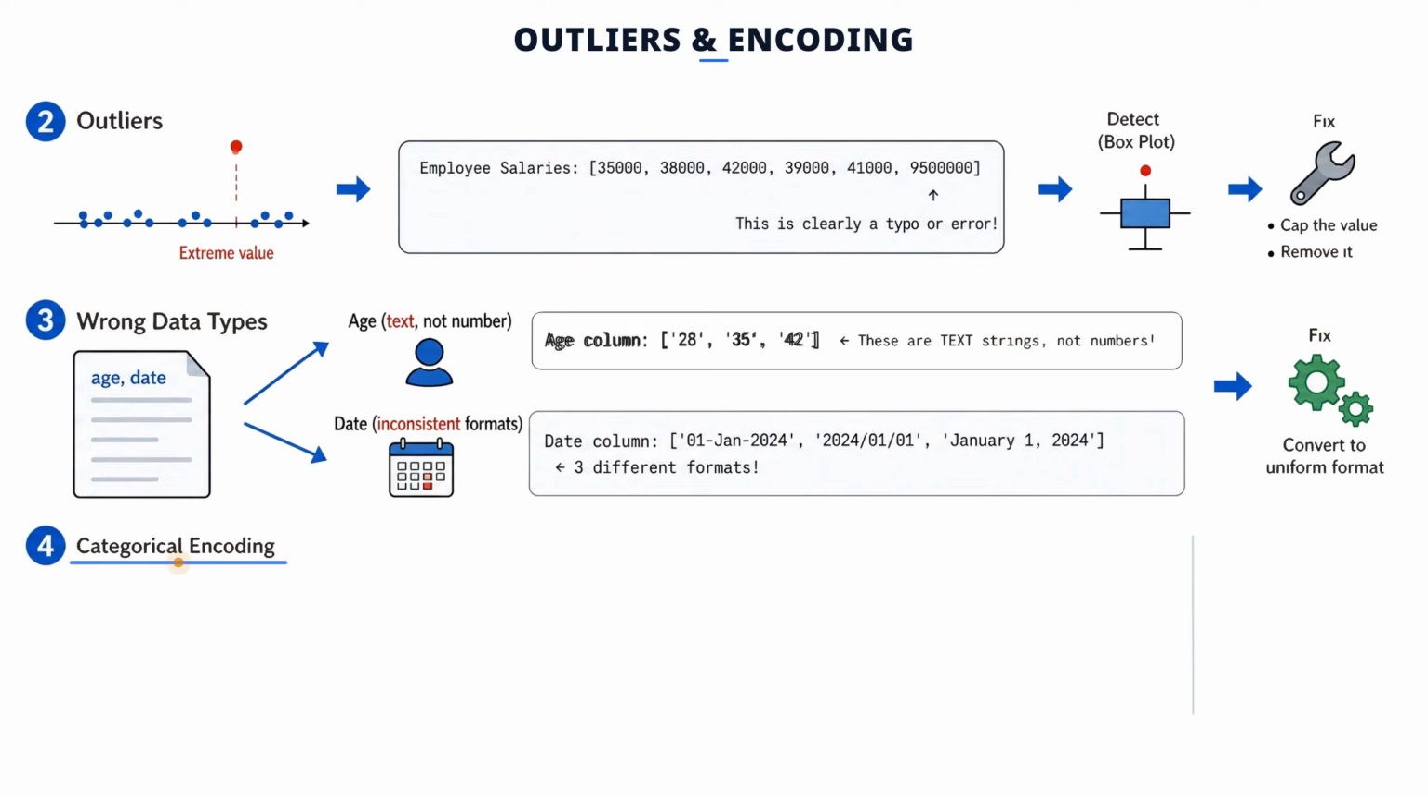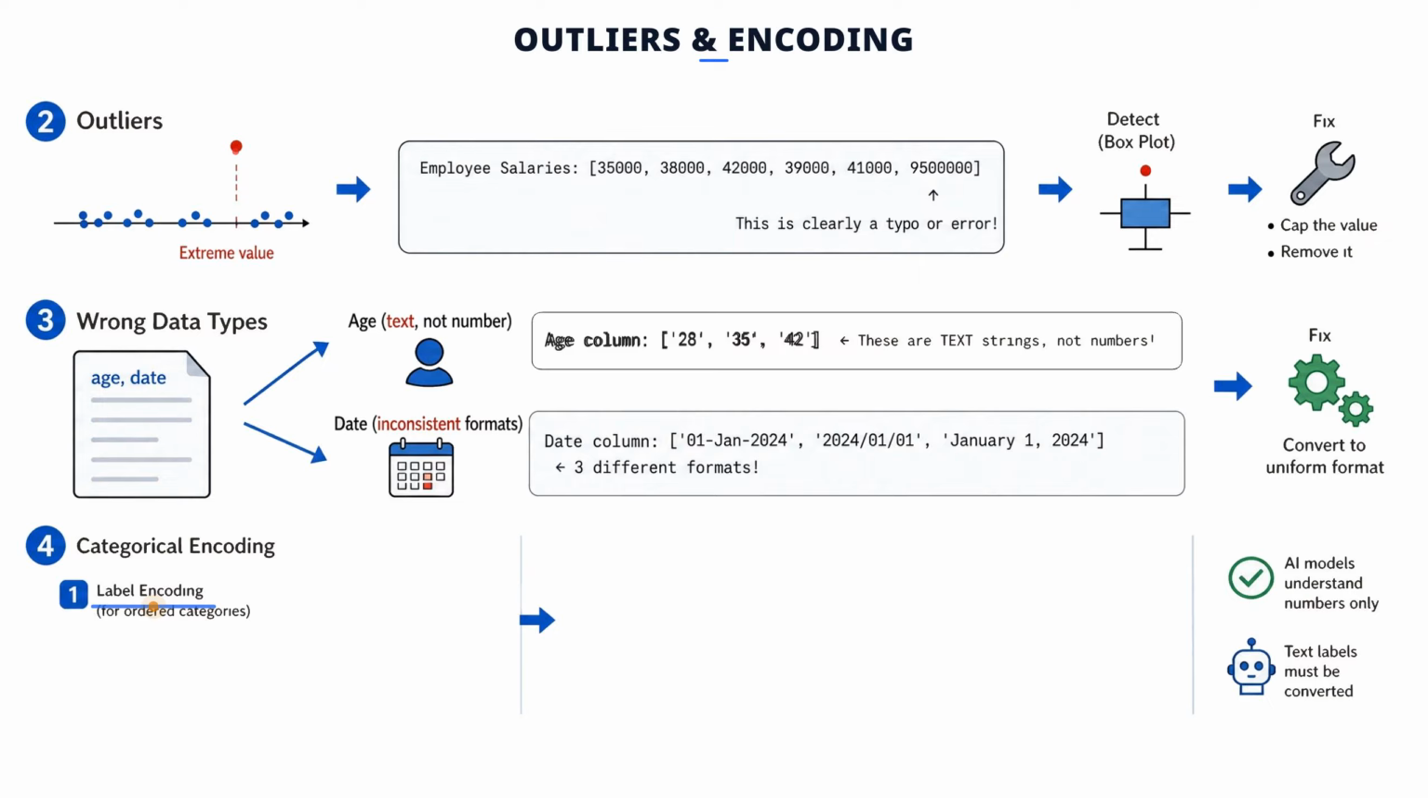Here is the core issue. AI models are mathematical engines. They only understand numbers. They cannot process text labels like Mumbai or male. We absolutely must translate words into numbers. There are two primary ways to do this. The first is label encoding, which is great for categories that have a natural order or simple binaries. For example, we can assign male as 0 and female as 1.